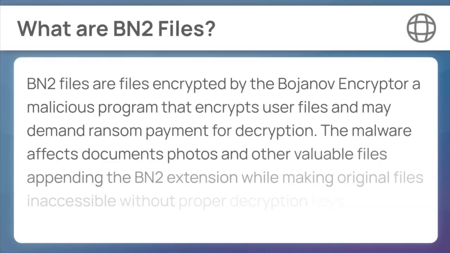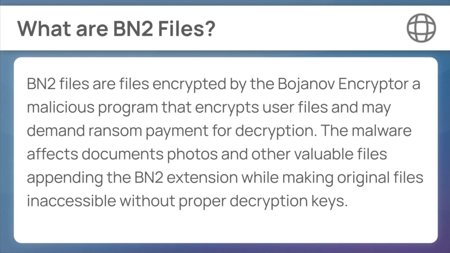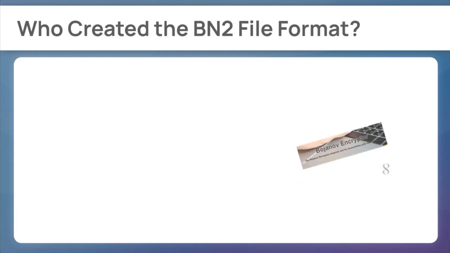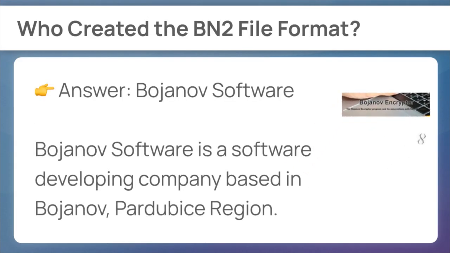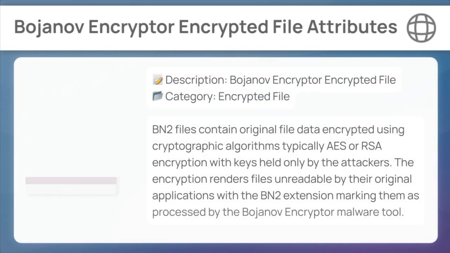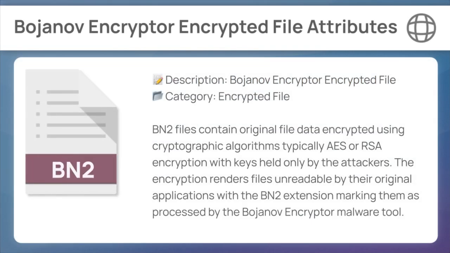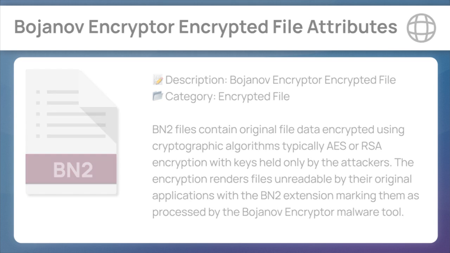BN2 files are files encrypted by the Bojanov Encryptor, a malicious program that encrypts user files and may demand ransom payment for decryption. The malware affects documents, photos, and other valuable files, appending the BN2 extension while making original files inaccessible without proper decryption keys. BN2 files contain original file data encrypted using cryptographic algorithms, typically AES or RSA encryption, with keys held only by the attackers. The encryption renders files unreadable by their original applications, with the BN2 extension marking them as processed by the Bojanov Encryptor malware tool.